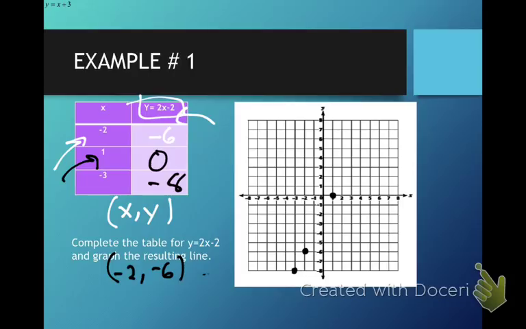No, we actually have to create a straight line. So we're going to put a line through them. It's going to be a straight line, and that's what you use your ruler for. And you need an arrow on both sides because it can continue. I could use additional numbers and it will keep going. You are completely done with example number 1. Let's move on to example number 2.